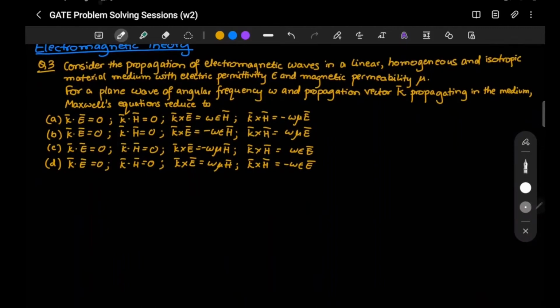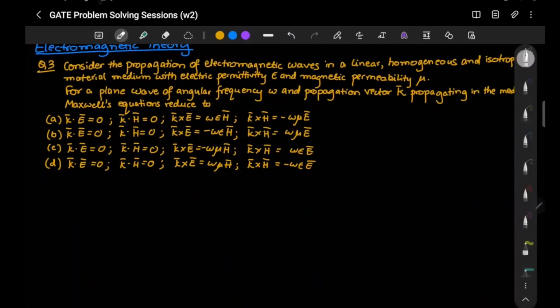So k dot E, k dot H, k cross E and k cross H we need to find out, and then one of these four options right here would be correct. So before proceeding, let us write down our Maxwell's equations for a medium. So we have Maxwell's equations.